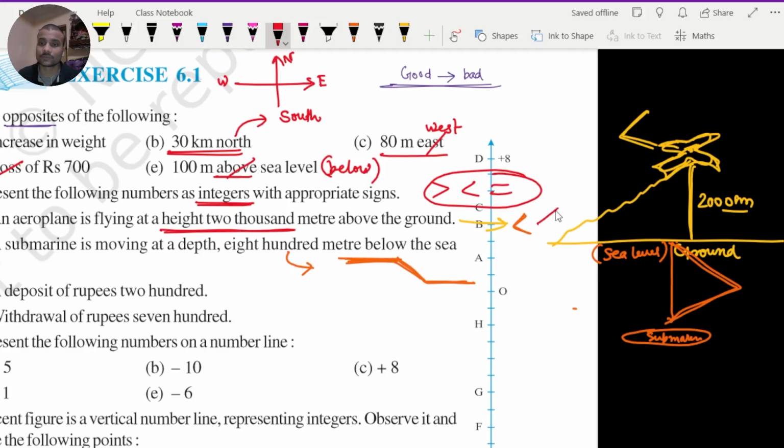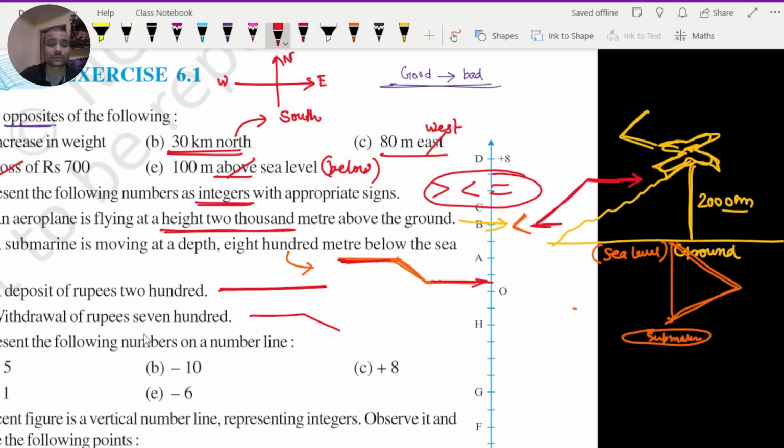Aeroplane is going like that, and after some distance it will be like that. This is aeroplane and this is horizontal, and the submarine is moving on. Submarine after some depth it will be going straight. A deposit of rupees 100. If you keep money deposited, that will be not increasing, not decreasing. The same, you can use a single line here only. Withdrawal of rupees 700. If you are withdrawing 700 rupees, it means that somehow this was now getting decreased.